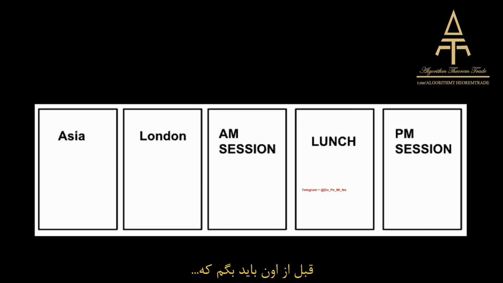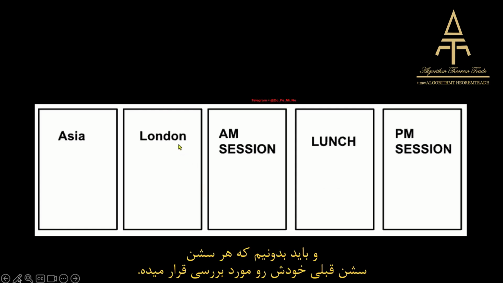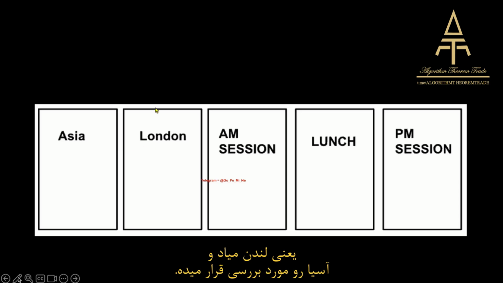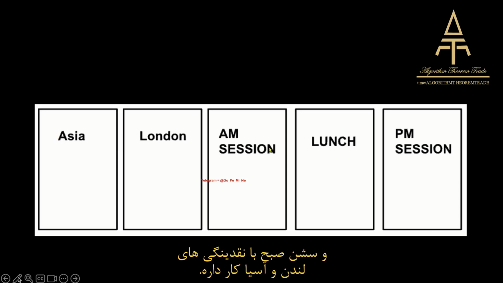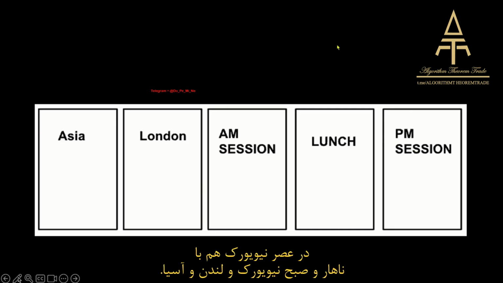But before I do that, I will tell you the following. Because we have these sessions on our charts every single day, we must understand that each session refers to the previous session or to the previous sessions. So that means that London refers to Asia. The AM session refers to London and Asia. The lunch session refers to the AM session, London and Asia session. The PM session refers to lunch, AM session, London and Asia.